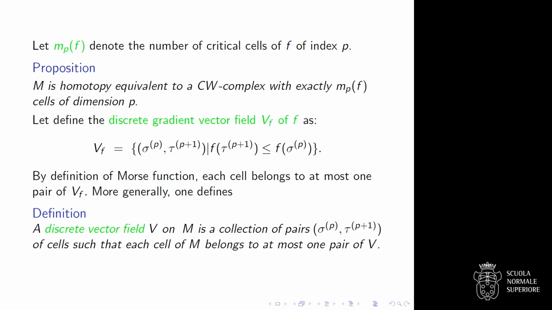So the critical cells is what is left. The gradient vector field tells you how to collapse, okay?